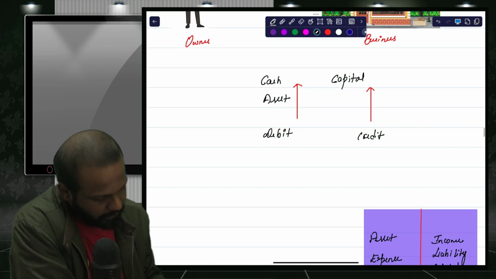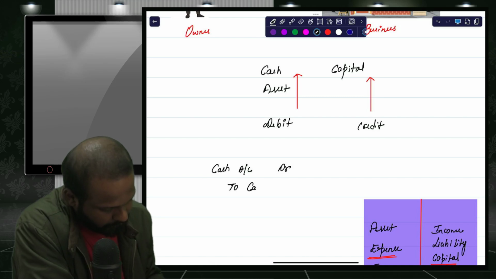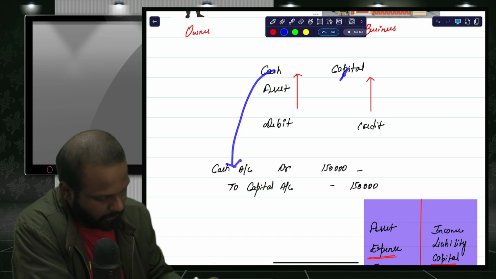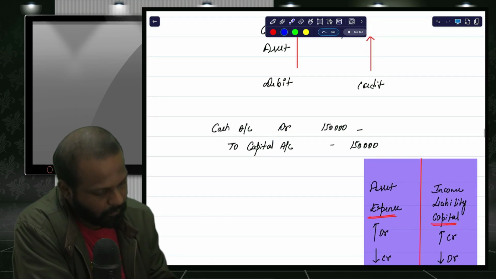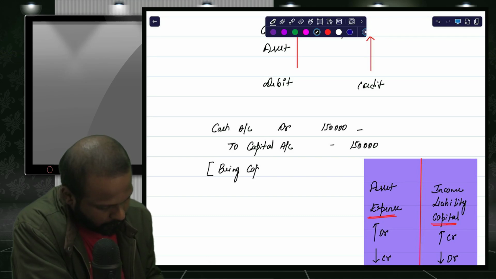So the journal entry will be cash account debit to capital account. Debit 1,50,000 and credit 1,50,000. So cash we are going to do debit and capital we are going to do credit. Narration. Narration will be being capital introduced.